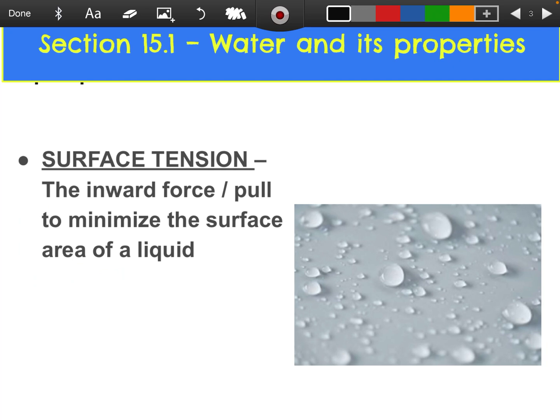When you have a polar molecule, that molecule has surface tension. Surface tension is the inward force or pull to minimize the surface area of a liquid. If you take wax paper, or sometimes even the water on your car, it will bead up. When the water beads up on the surface, that's due to surface tension. Because water has a partially positive and partially negative side of the molecule, those forces attract each other and pull that molecule inward. So polar molecules in general will usually have the property of surface tension.